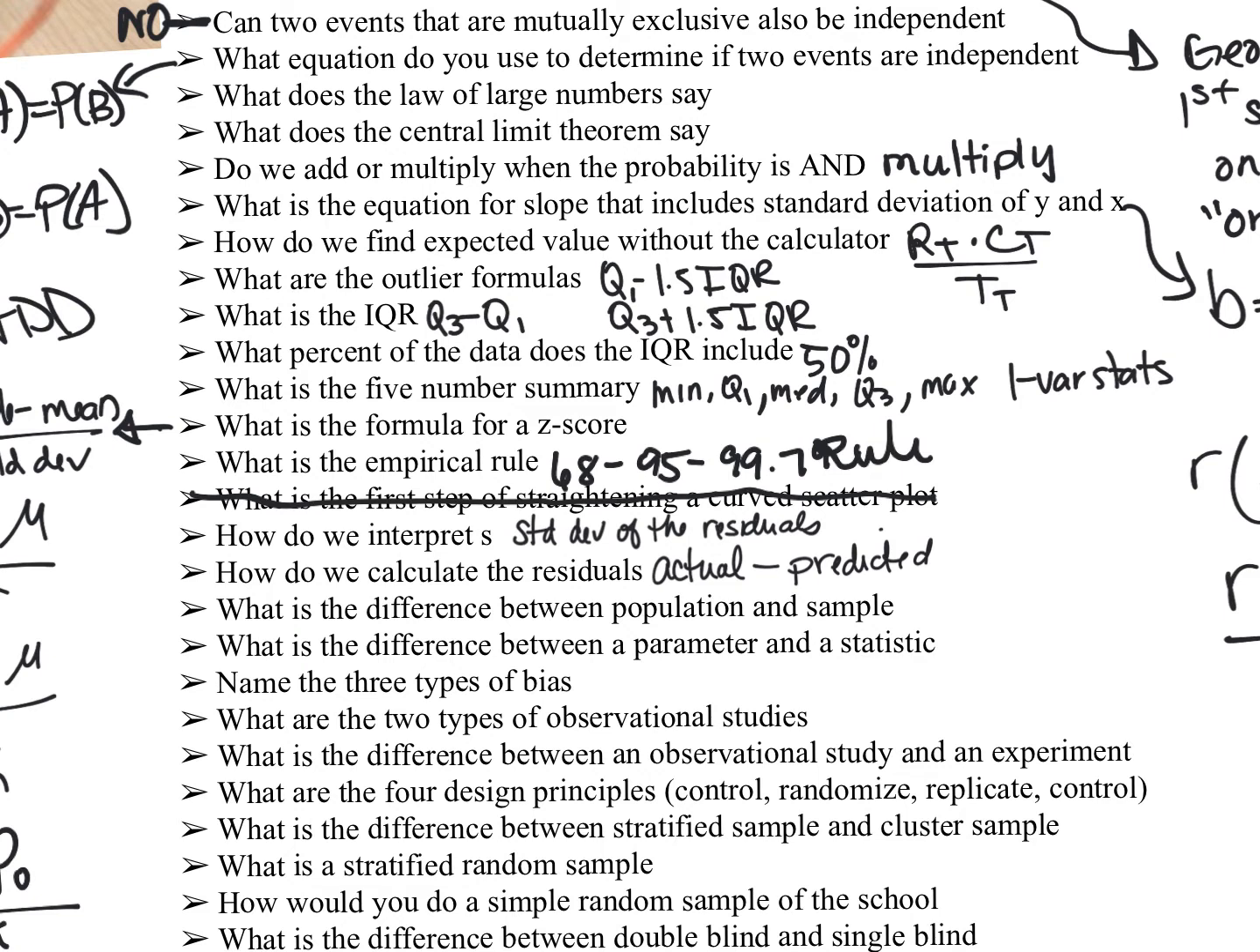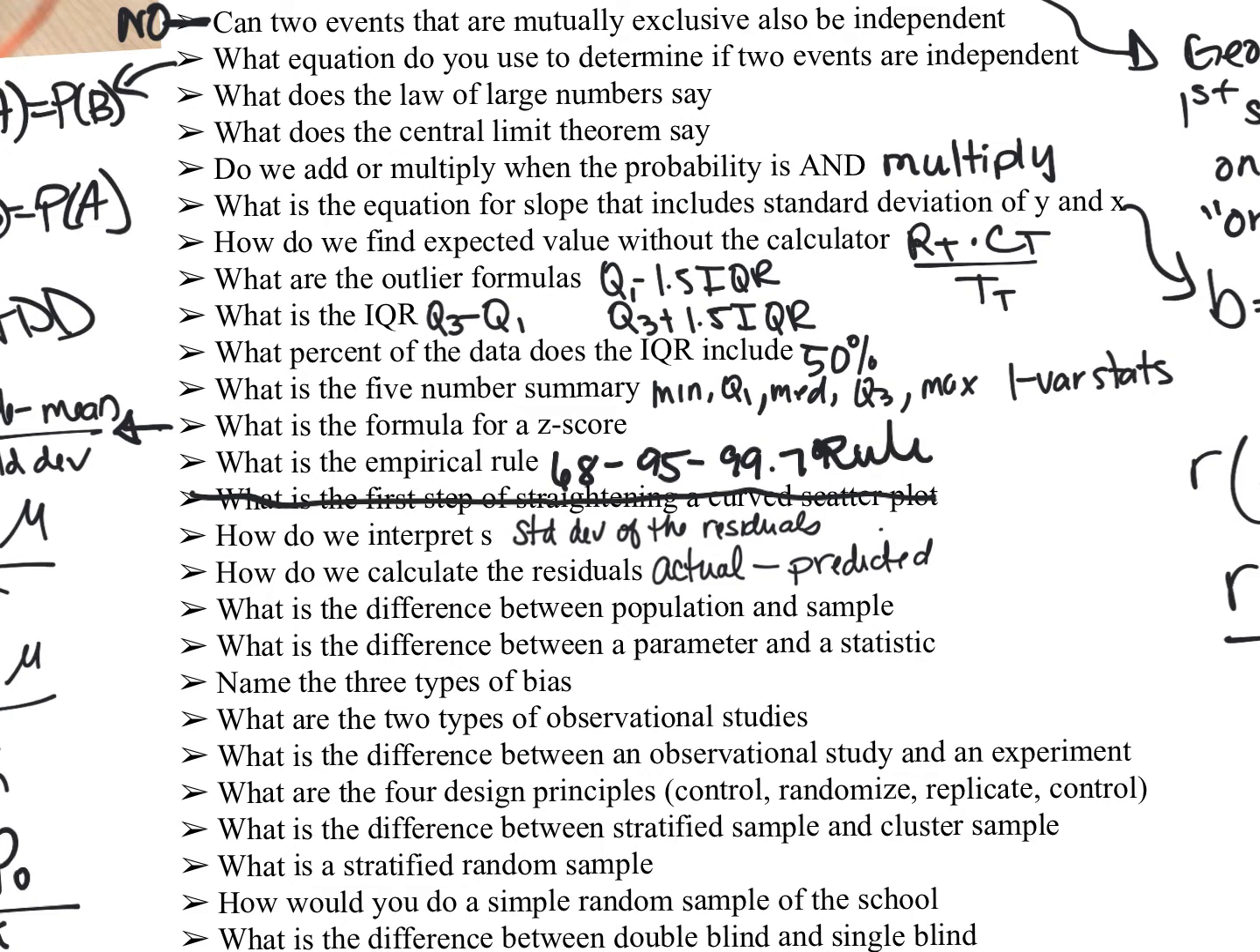The difference between the population and the sample. The population is everybody you're interested in. So every student at Elsinore, if we were interested in that, is our population. And then we take 100 students from Elsinore, they are our sample. The parameter is the mean of all students at Elsinore, and a statistic would be the mean from our sample of 100 students from Elsinore.